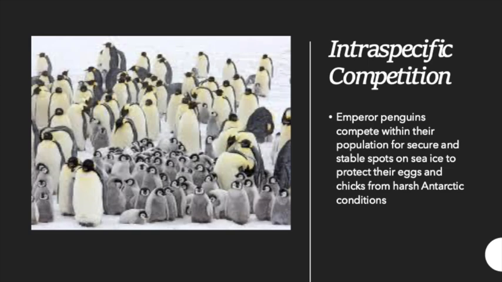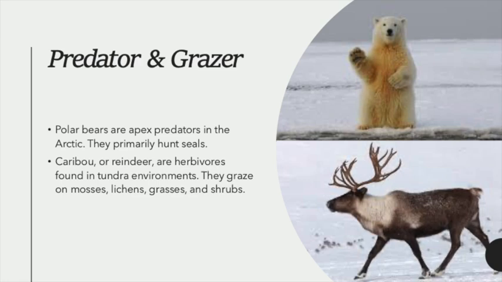Predators and grazers in Antarctica are common to see. Polar bears are apex predators in the Antarctic region. They primarily hunt seals. Caribou are herbivores found in tundra environments. Although caribou are not native to Antarctica, they exist as introduced species in the Antarctic region.